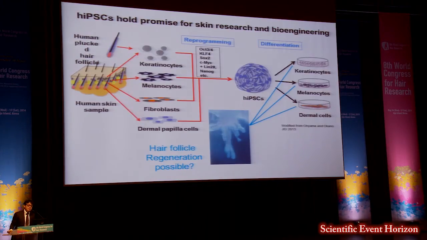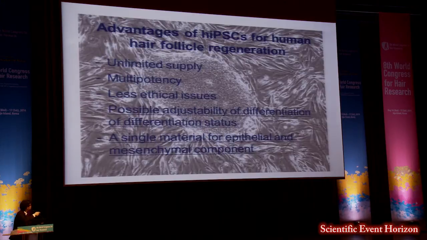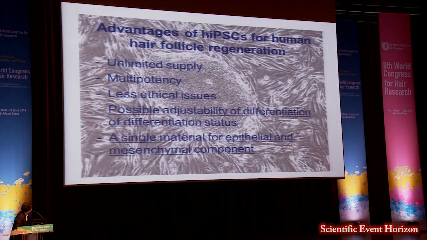And as you know, iPS cells can theoretically divide and proliferate without limit and differentiate into multiple lineages. So maybe a plucked hair follicle, via human iPSCs with those regenerated cell populations, can provide nice material for human hair follicle bioengineering. So let us think about the advantages of human iPSCs for human hair follicle regeneration. One is obviously unlimited supply.